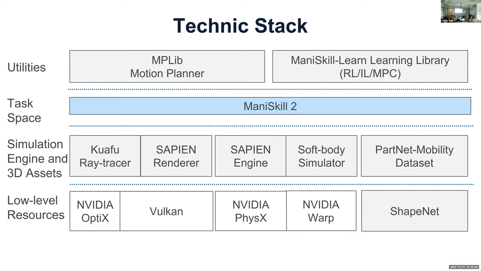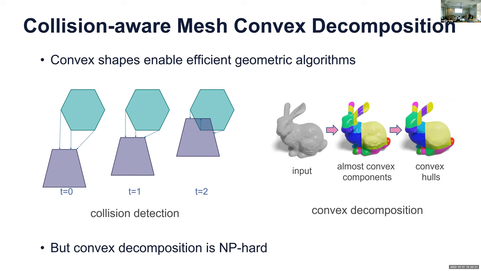And on top of it, there'll be a set of utilities, like the motion planner, the controller, and the converter. Also there is the machine learning library, RL or IL or model predictive control. We hope that we provide a complete set of tools and help researchers to quickly enter the field of embodied AI without much struggle.